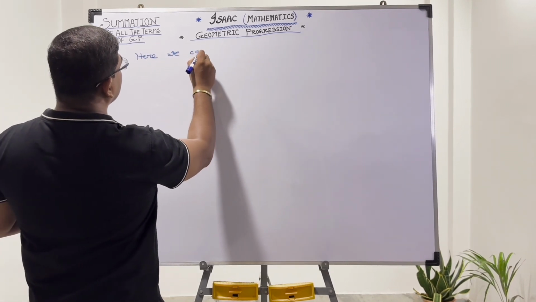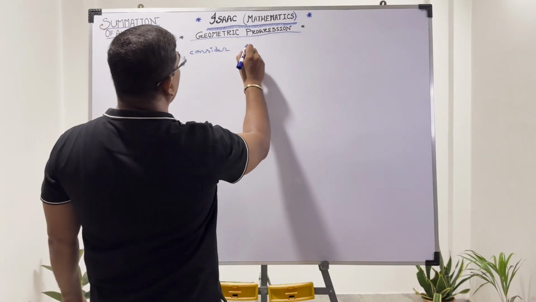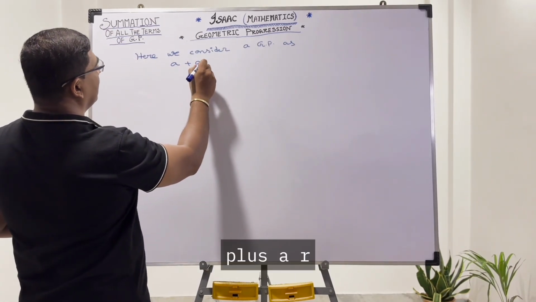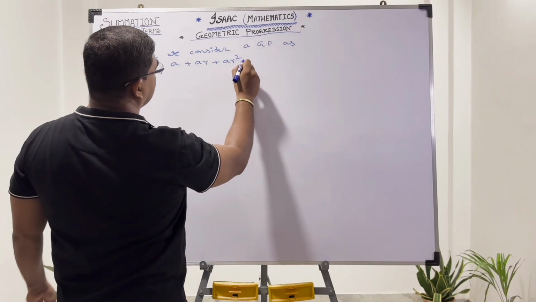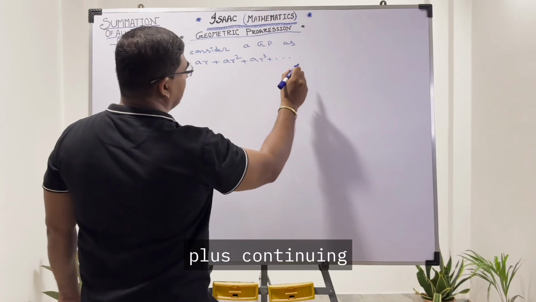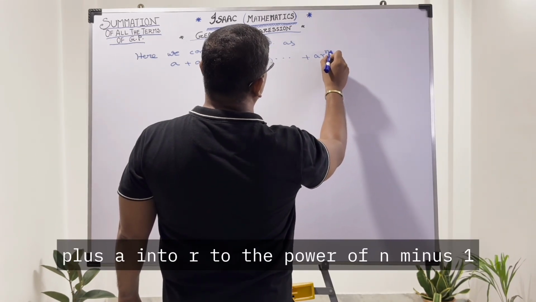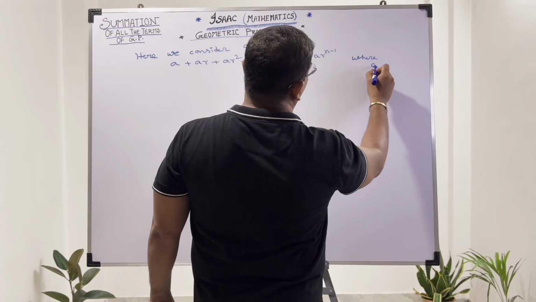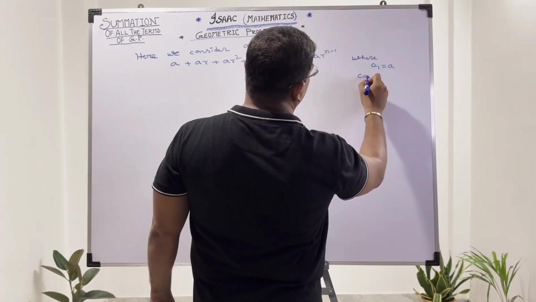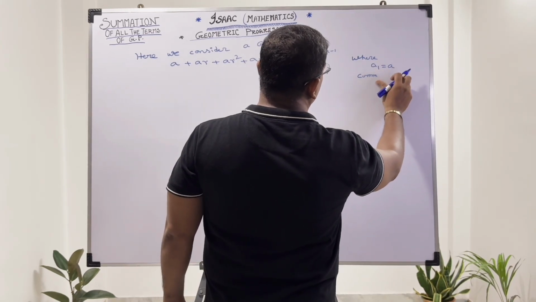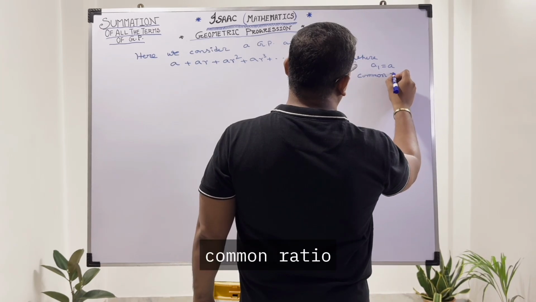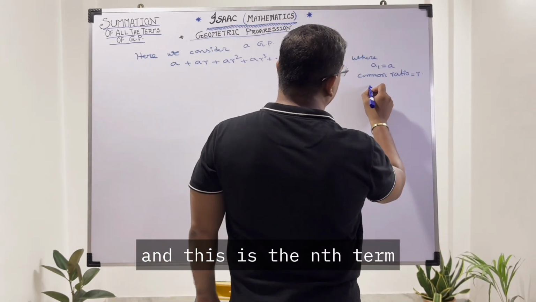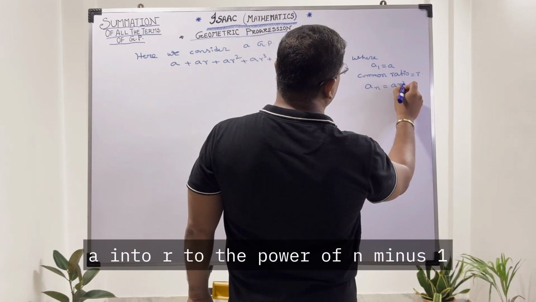Here we consider a GP as A plus AR plus AR square plus AR cube plus continuing plus A into R to the power of n minus 1, where first term A1 equals A, common ratio equals R, and this is the nth term, that is An equals A into R to the power of n minus 1.